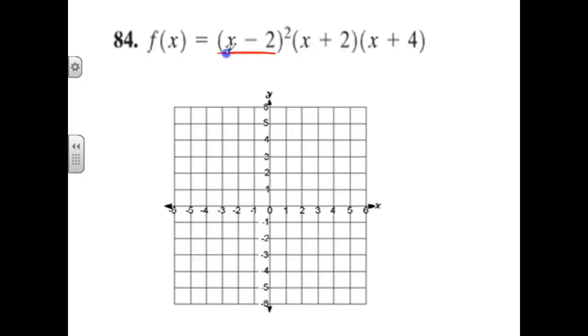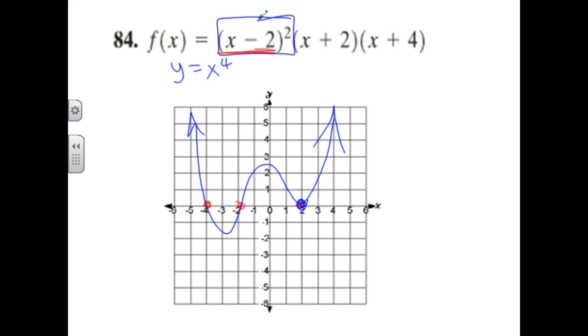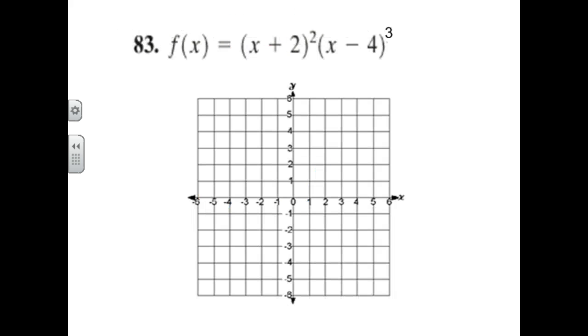So practicing again, this would be a bounce at 2, a pass at -2, and a pass at 4. So this time, if I multiply it together again, it's an x to the fourth, but the bounce is over on this side. And these are passes. So this time, the bounce is here at my 2 because this is the factor that's called the double root, and that's why it's bouncing there.